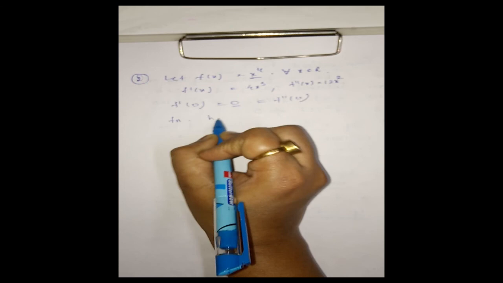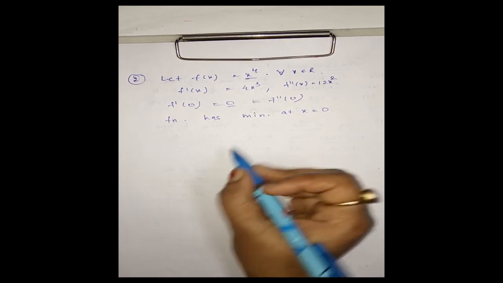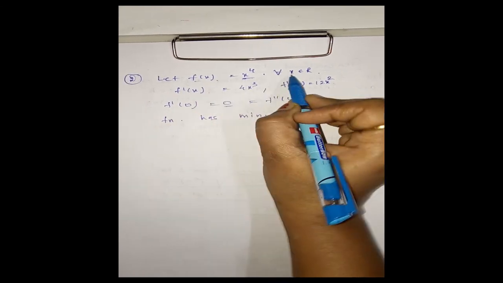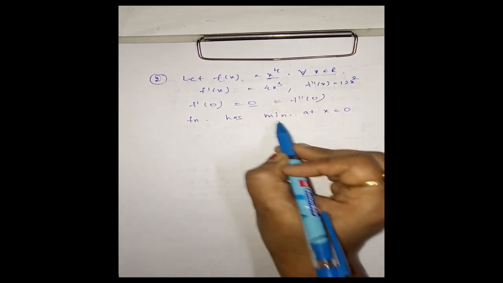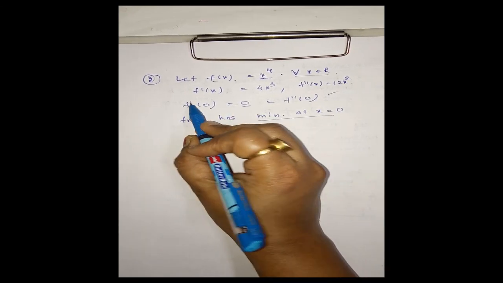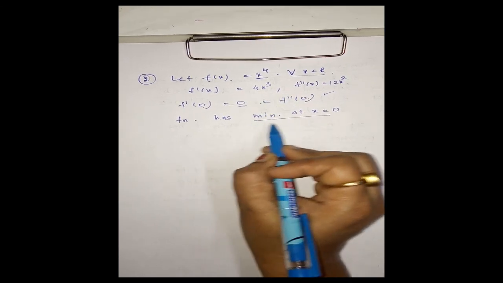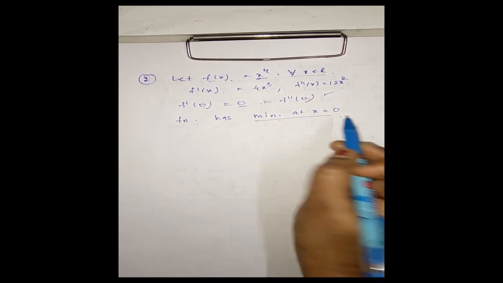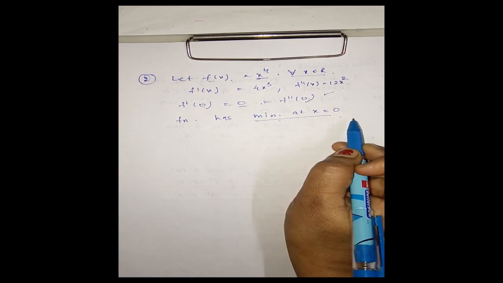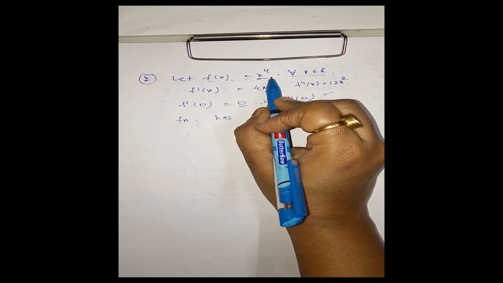Function has minimum at x is equal to 0 since graph lies in first and second quadrant. Okay, value of f(x) is positive for every value of x. That means function has minimum at x is equal to 0. But here we note that f dash 0 is 0 and f double dash 0 is also 0, and f has minimum at x is equal to 0. Okay, curve lies in first and second quadrant. For every value of x, positive or negative, f(x) is positive always.